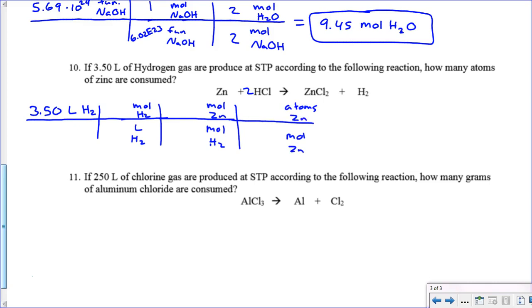Now filling in our conversion factors here, moles to liters, there are 22.4 liters in 1 mole. Moles of H2 to moles of zinc, that's the coefficients, so they both have coefficients of 1. And then moles of zinc to atoms, in 1 mole there's 6.02 times 10 to the 23rd atoms. This one has 3 significant figures as well. If you go through and multiply it out, you should get 9.41 times 10 to the 22nd atoms of zinc.